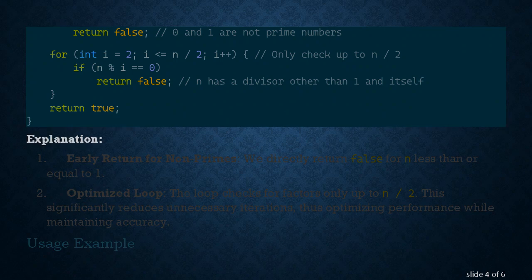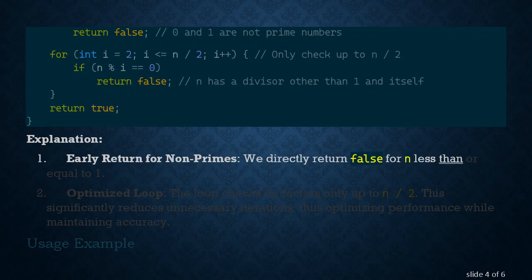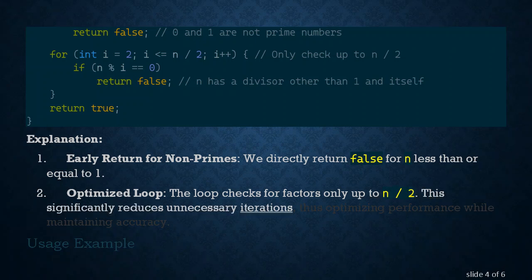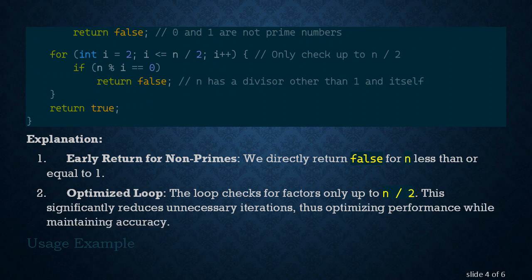Explanation. Early return for non-primes: we directly return false for n less than or equal to 1. Optimized loop: the loop checks for factors only up to n/2, this significantly reduces unnecessary iterations, thus optimizing performance while maintaining accuracy. Usage example.